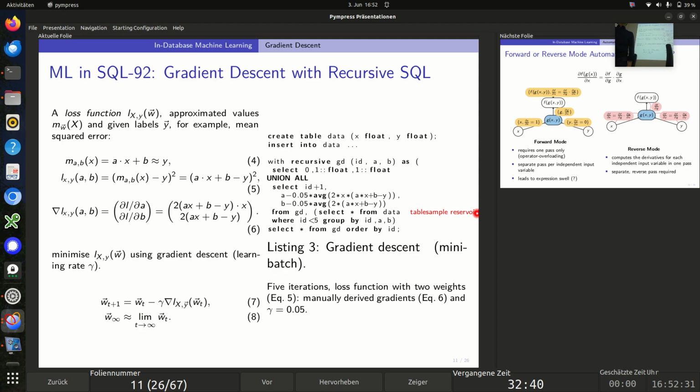So now you know how gradient descent actually works, and you know the difference between stochastic gradient descent, batch gradient descent, and mini batch gradient descent. And I think using table samples it's actually a quite elegant solution, isn't it?